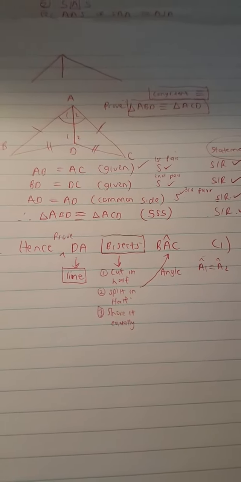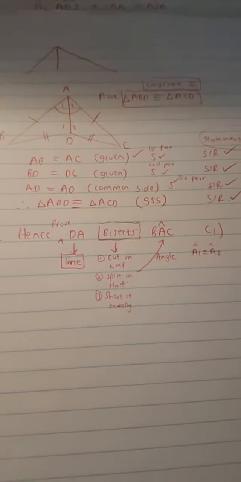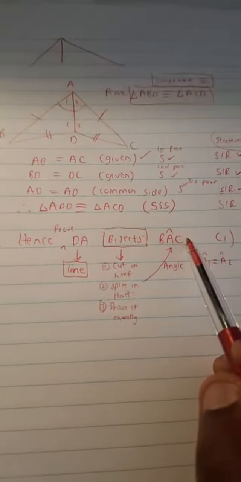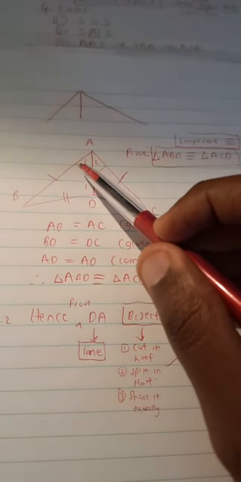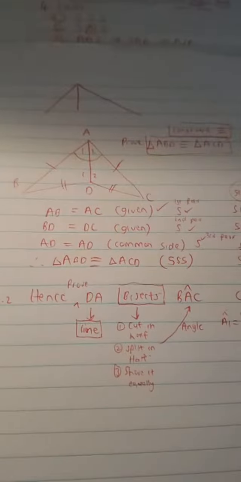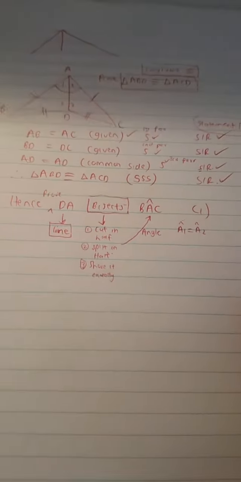Thank you so much. Bisection, divide equally into two equal parts or angle. So we are having a situation where a line is cutting an angle. If the line cuts an angle into half, what are we saying? We are saying we are sharing angle A equally. So A1 should be equal to what? To A2. We are being asked to prove that.